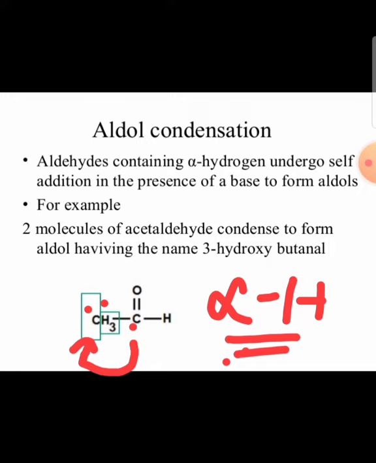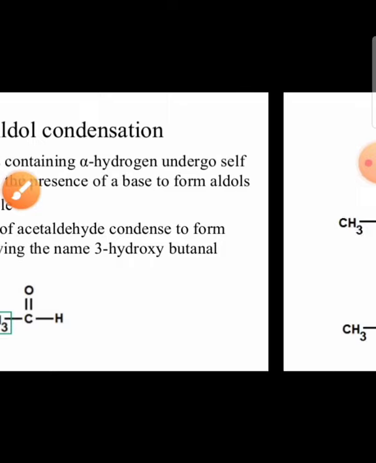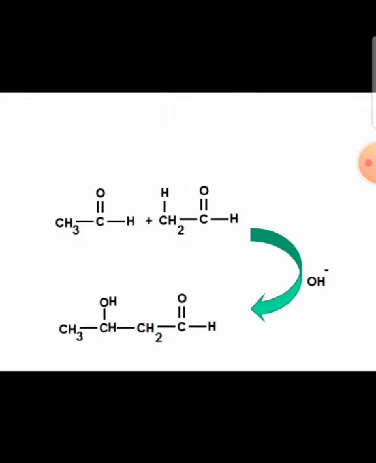One example of an aldehyde having alpha hydrogen is acetaldehyde, or ethanal, a 2 carbon aldehyde. Let us see. Here you can see two molecules of the alpha hydrogen containing aldehyde called acetaldehyde, or ethanal. Both of them undergo condensation in the presence of alkali, in the presence of base.